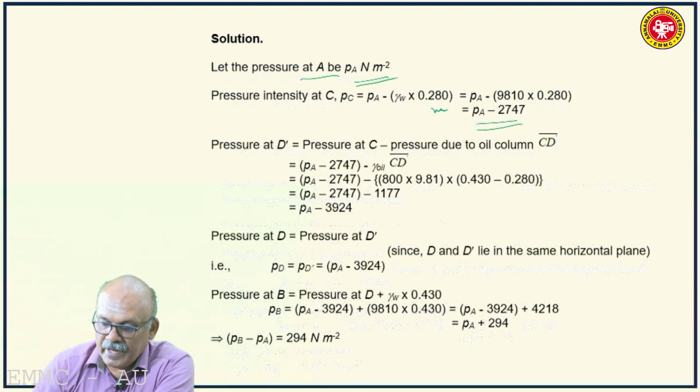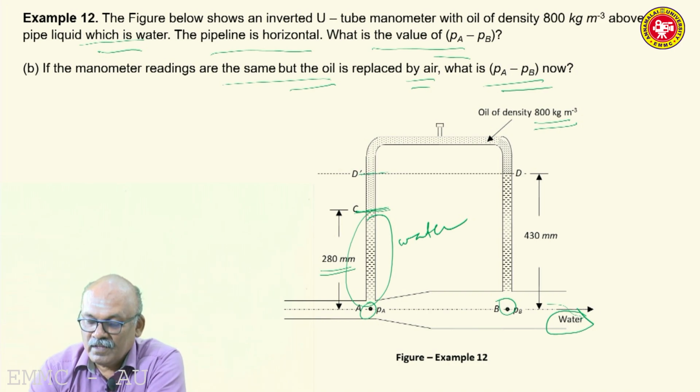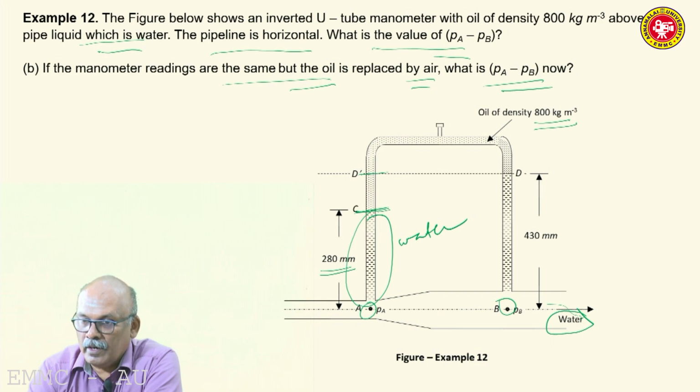Then pressure at D dash. What is D dash? D dash is a point in the left limb such that it is taken at the same level as D, which is in the right limb, and D marks the interface of underlying water and the overlying oil.